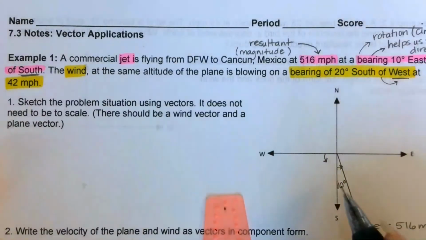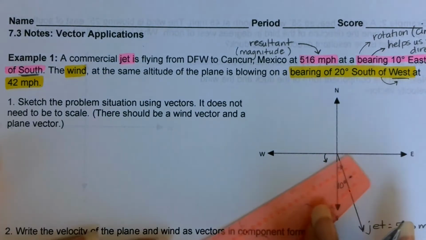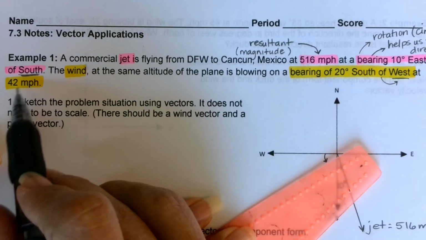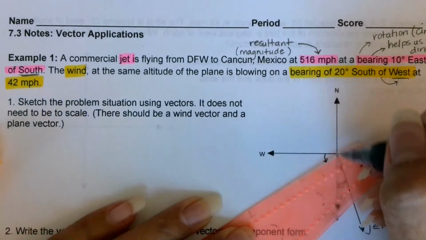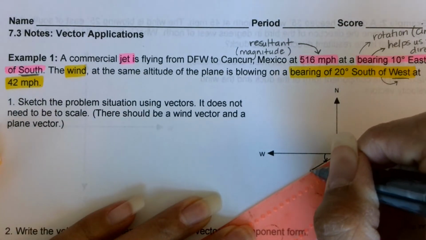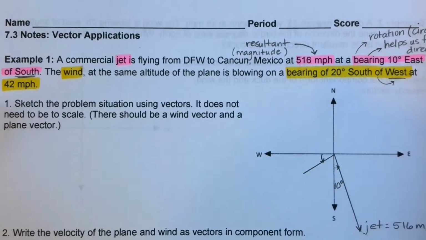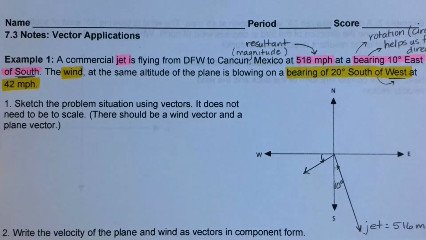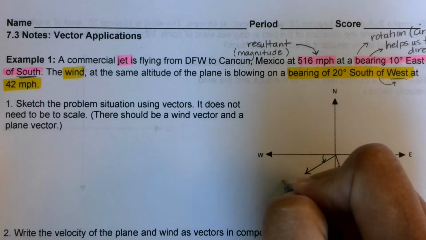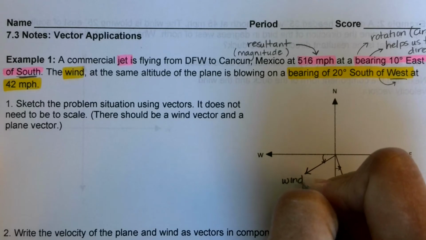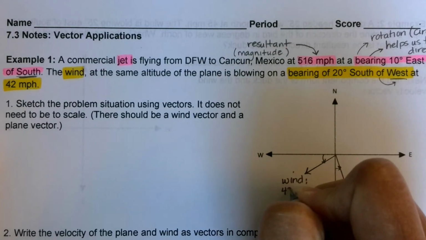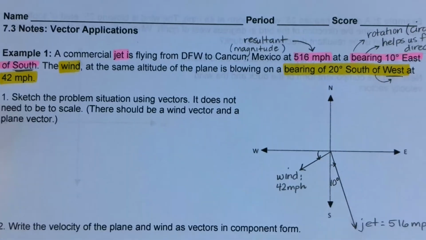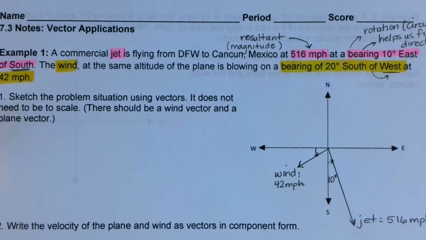So it's going to be a little bit wider than that 10-degree angle. And because it is 42 miles per hour, I'm obviously not going to draw this vector as long. Okay. So this vector represents the wind. I'm going to say the wind is traveling at 42 miles per hour. So in this picture that I'm providing, note that I'm just providing everything that was highlighted.